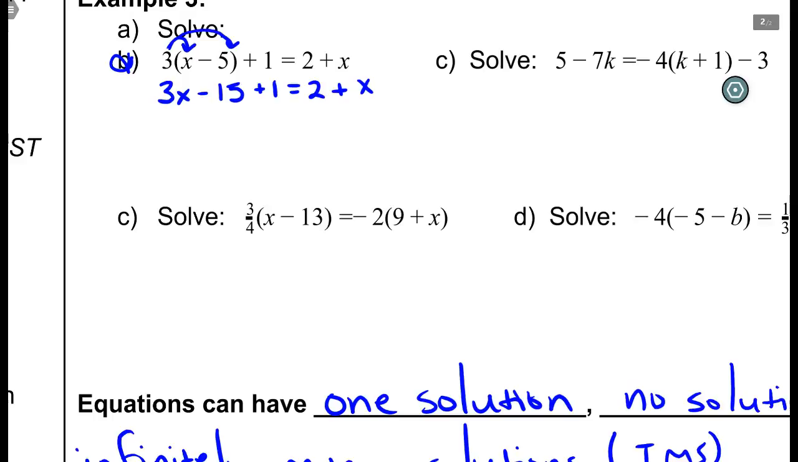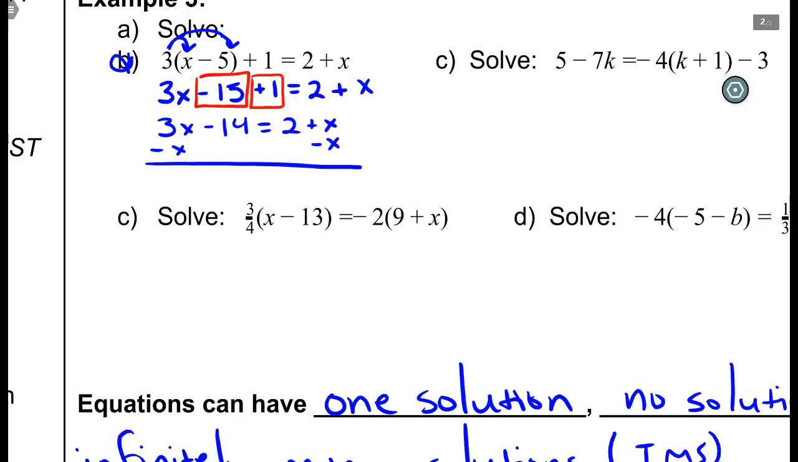All right, let's combine our like terms. If I look at my equation now, I have a negative 15 and a positive 1 I can combine together. There's nothing over here on the right-hand side to combine because you can't combine 2 and x. That gives us 3x minus 14 equals 2 plus x. Okay, so now we have an equation with variables on both sides. So I'm going to move this x term to the other side, and we'll just subtract x on both sides.